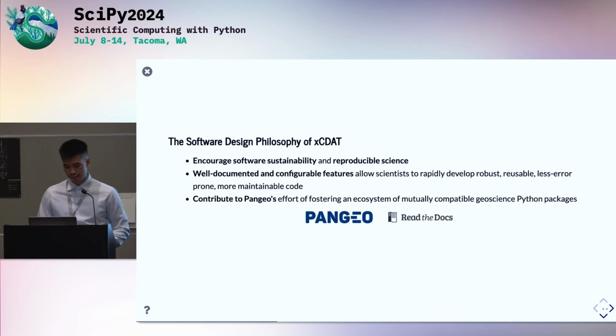So the software design philosophy, we encourage software sustainability and reproducible science. We want to make sure that things are well documented. So if you read the docs, everything is pretty extensive as far as API references. There's a ton of notebook examples to run the features if you want to just see how to use it in real world use cases.